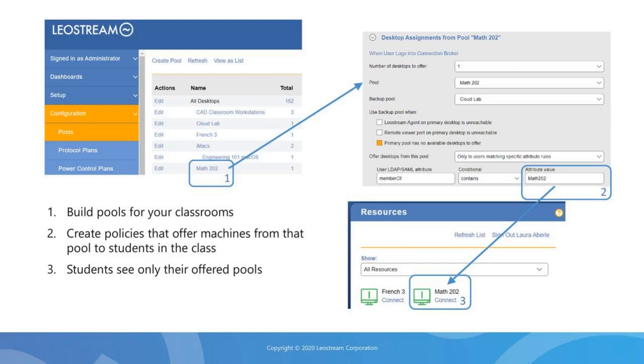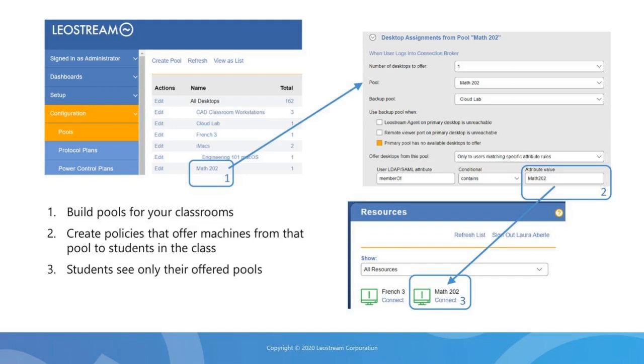The key in the pools is to build them however is going to work based on what you need to offer out to the users. And then what you do is you use Leostream policies to actually offer those pools out to users and tell Leostream how to manage the session, such as which protocol to use. So in my environment, I assigned a student policy to anybody who was in a particular Active Directory group. And that's pretty typical of what we see. People use group membership in AD to assign a Leostream policy out to a student.